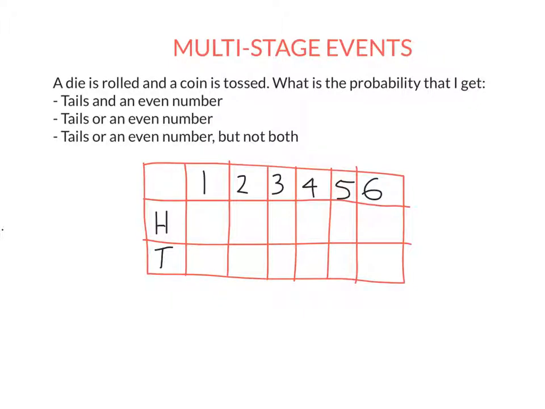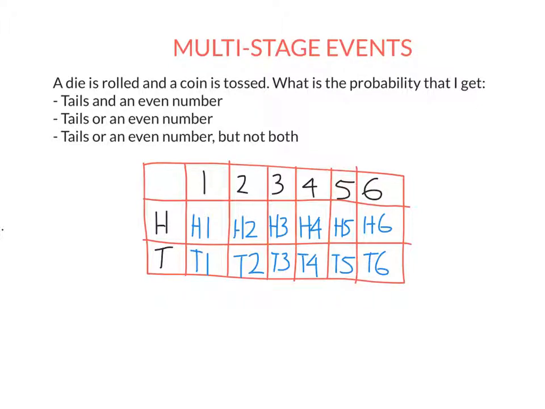So these are the possible outcomes. I'll just put H1 to mean I got heads and rolled a 1, and H2 for heads and rolled a 2, and then T1 means tails and rolled a 1, tails and rolled a 2, and so on. Each of those blue things represents one possible outcome. So you can see that there are 12 possible outcomes. Once we've got these lists, these questions here become really simple. It's just a matter of counting.